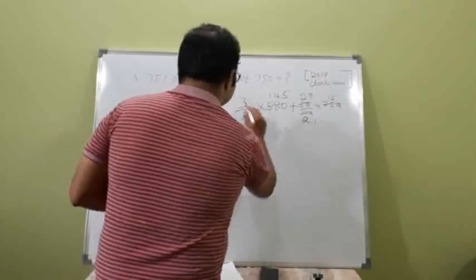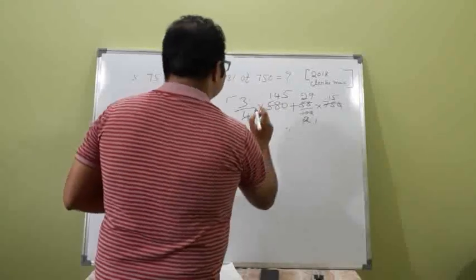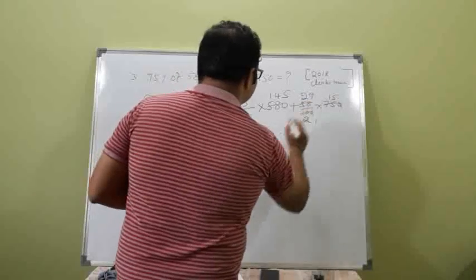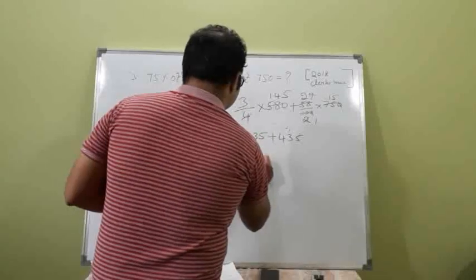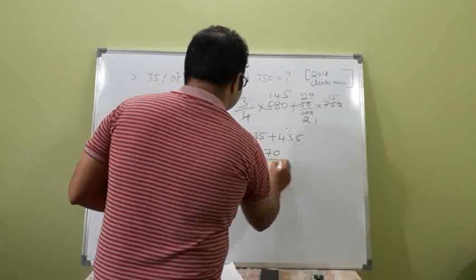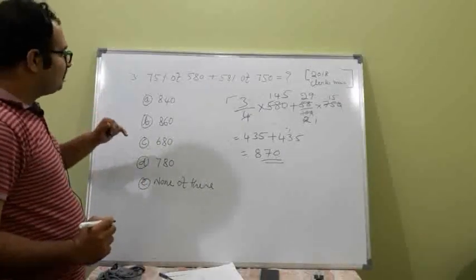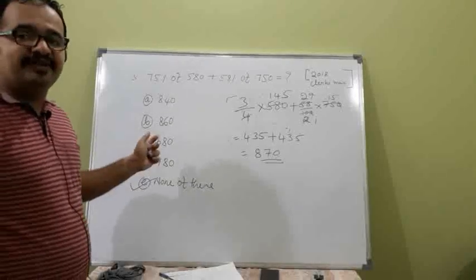Okay, 3 5s are 15, 3 4s are 12, 13, 1 carry, 3 1s are 3, plus 1 is 4, 29 15s are 435. Answer is 870. Observe here, so in the options 870 is not there. So none of these is the answer for the problem.